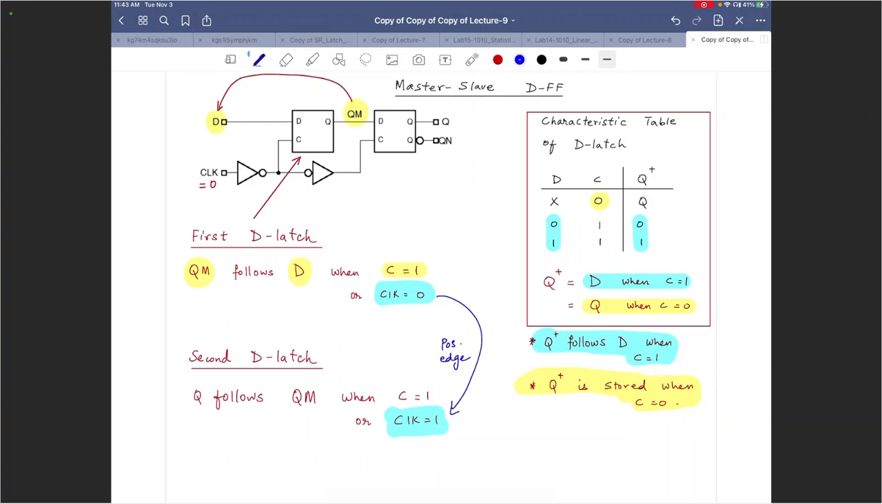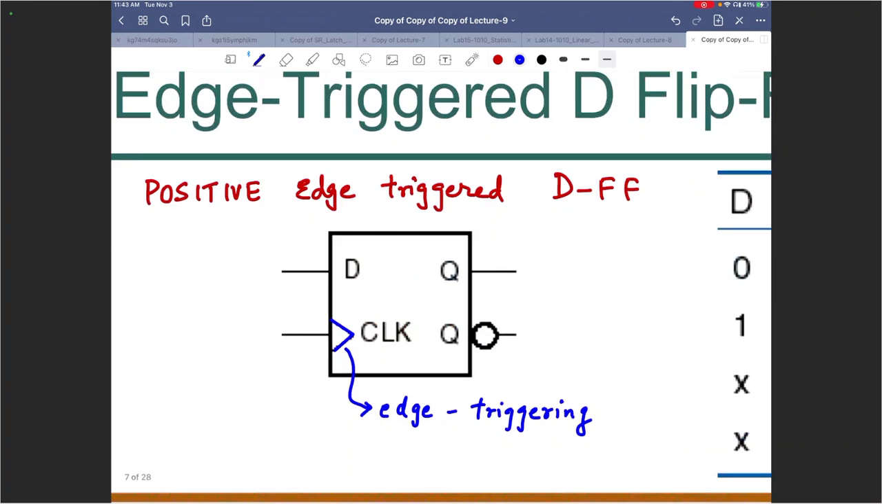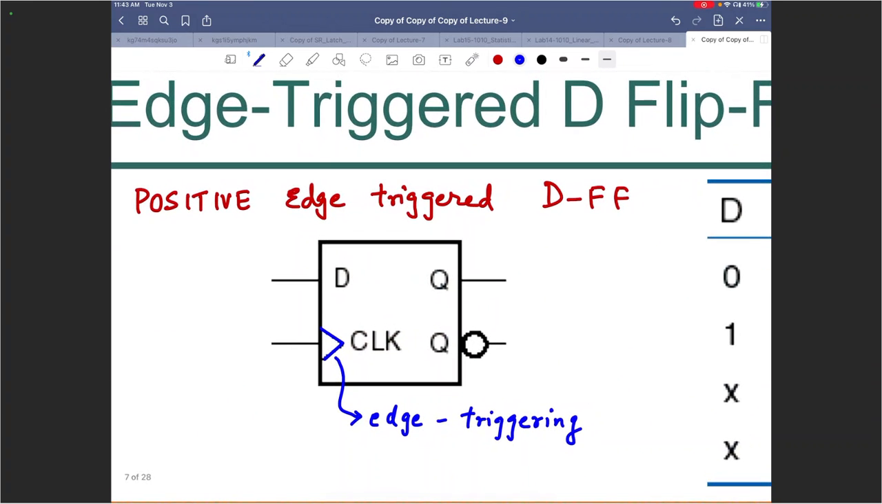Now using this, let us try to draw the symbol of the positive edge triggered D flip-flop here. You have two inputs, one is data, one is clock, and that particular triangle indicates edge triggering. And in this case, there is no bubble in front of the triangle, which indicates it is positive edge triggered. So the triangle indicates edge triggering. So for all flip-flops, you should see those triangles that were not there in the case of latch symbols.